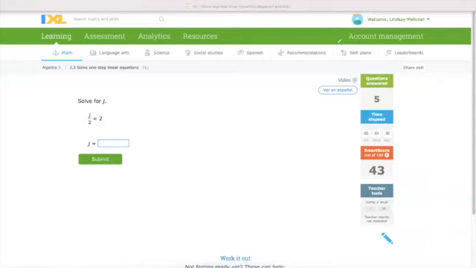It says divided by 2, so we're going to do the opposite. We're going to multiply by 2. When you multiply both sides by 2, on the left side, your 2's cancel out, and on the right side, you've got 2 times 2, which is the answer 4.